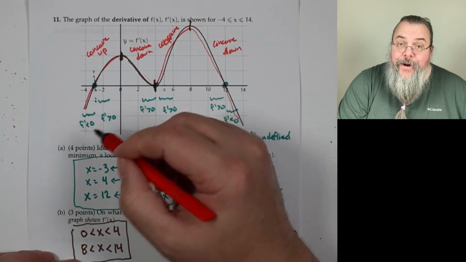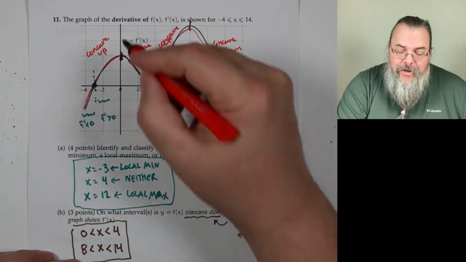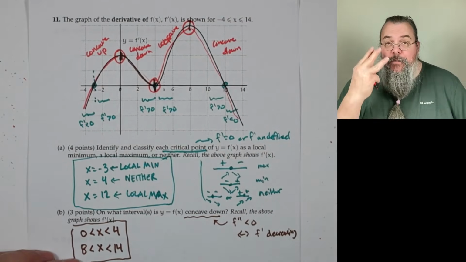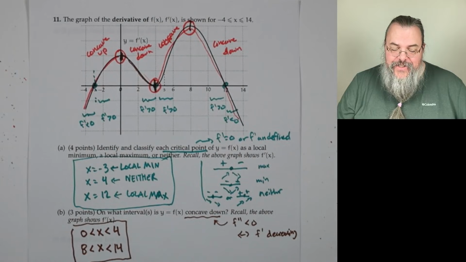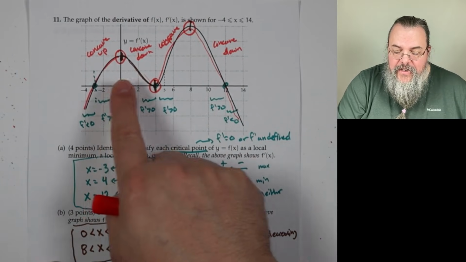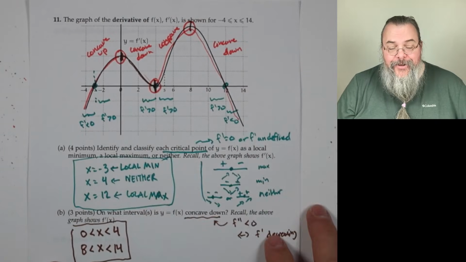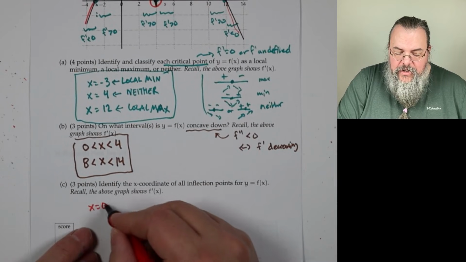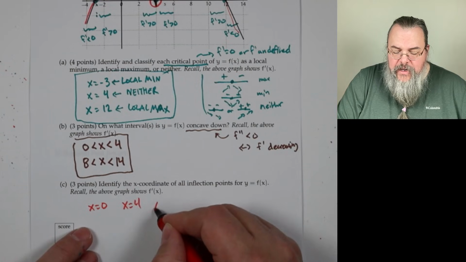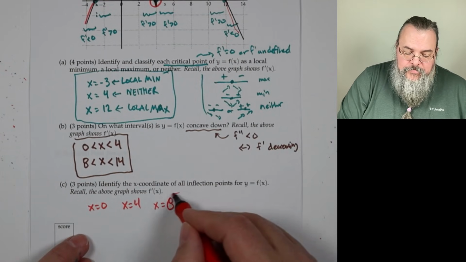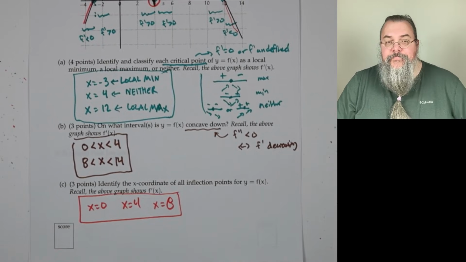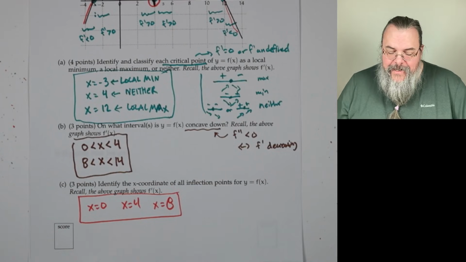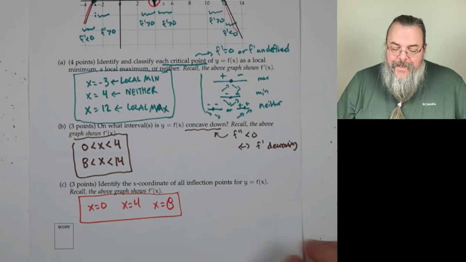So our inflection points are where concavity changes. We have three places where concavity changes. So we are at 0, at 4, and at 8. So the x-coordinates are x equals 0, x equals 4, x equals 8. And that's the answer, because it didn't ask us to justify it.